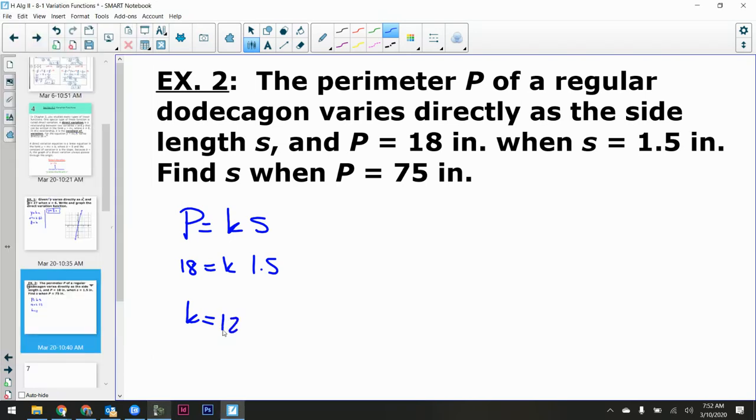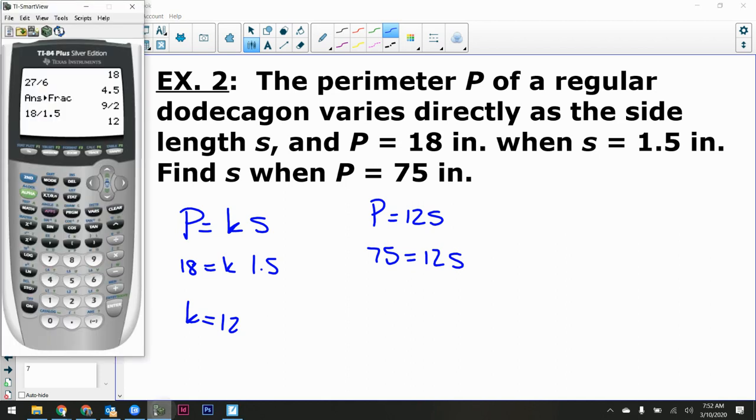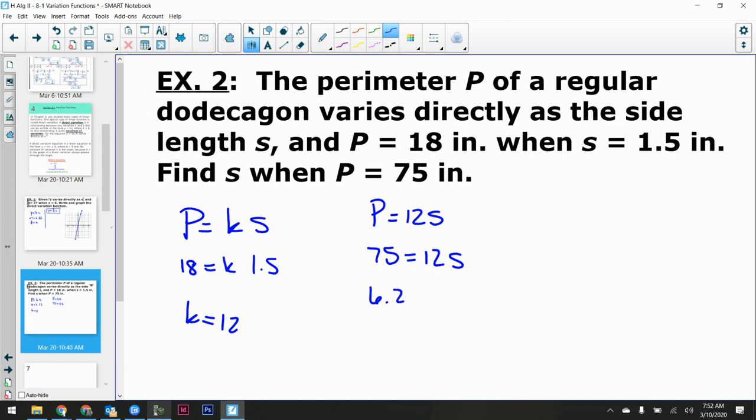What is the perimeter of any regular figure? It's that many sides times the side length. So if the dodecagon has 12 sides, and the side length is S, it's P equals 12S. Simple perimeter formula. Okay. When P is 75, S is 6.25. I'm okay with the decimal here. Inches. Make sense?